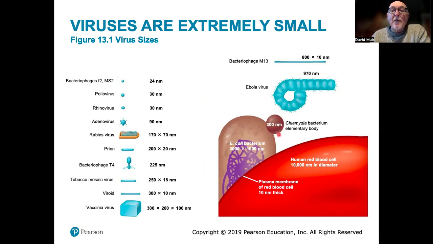Now here are two of the larger viruses, but they're large only in that they are long. This is Ebola virus, and this is a virus of bacteria. Bacteria have their own viruses, and this is one here, one of the longer ones. But most of the viruses, as you can see here, most of them are extremely small.